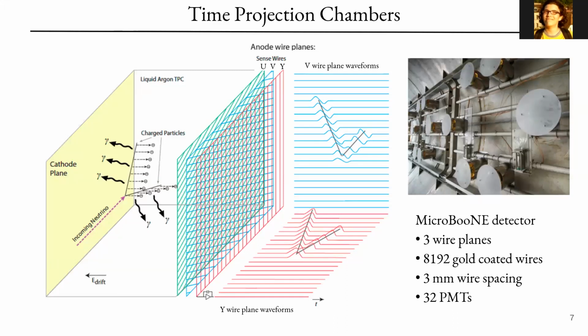Neutrinos from those two beam lines enter our detector, and some of them interact with the argon nuclei. Out of this interaction, we have the production of charged particles that further ionize the material, and that results in the production of ionization electrons, which in the presence of a strong electric field, drift towards the anode, where we have three wire planes and more than 8,000 gold-coated wires with a wire spacing of 3 millimeters. Apart from the ionization electrons, we also have the production of scintillation light, which is collected by 32 PMTs, which are located behind the anode.